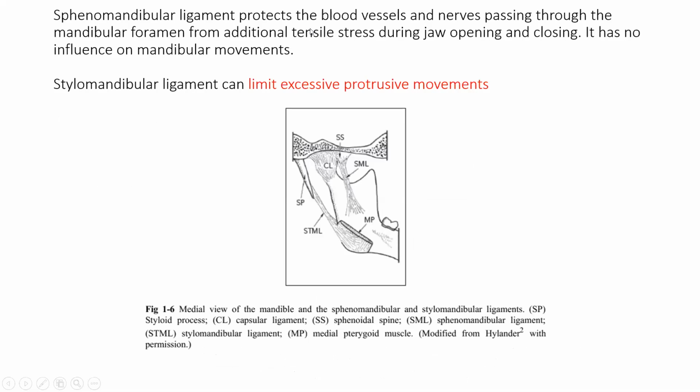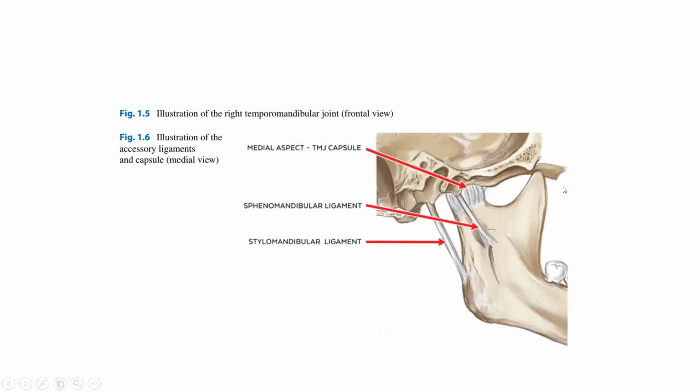So the sphenomandibular ligament protects the blood vessels and nerves passing through the mandibular foramen when there is additional stress during jaw opening and closing, but it plays no role in the mandibular movements. The sphenomandibular ligament joins from the spine of the sphenoid bone to the mandibular lingula, and the stylomandibular ligament runs from the styloid process to the angle of the mandible. The stylomandibular ligament helps to limit excessive protrusive movements. So this is another picture, again showing the sphenomandibular ligament and the stylomandibular ligament.